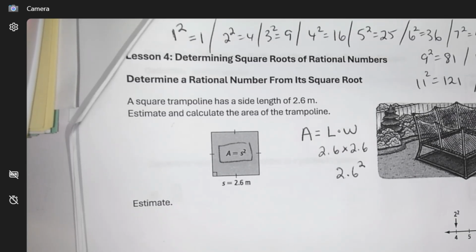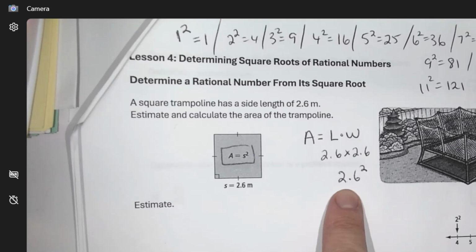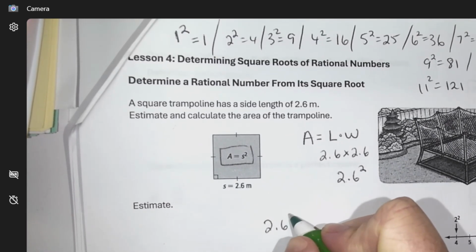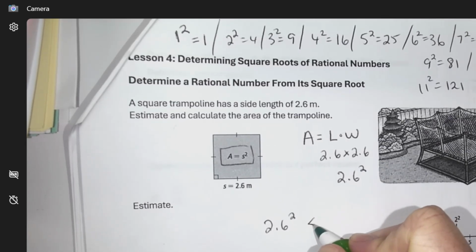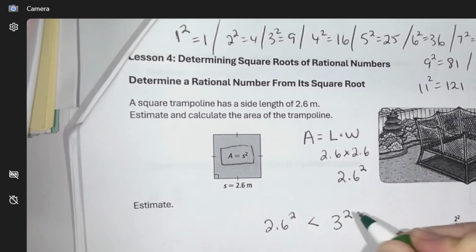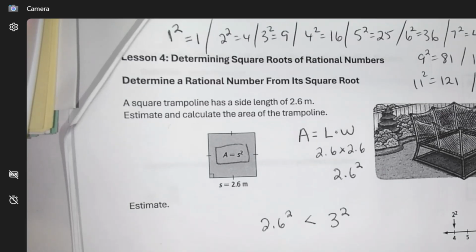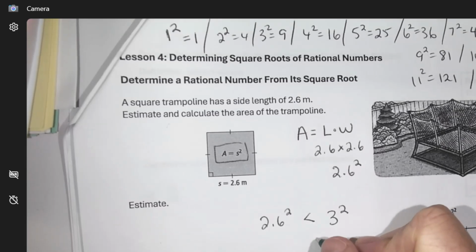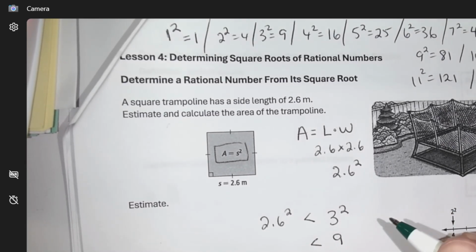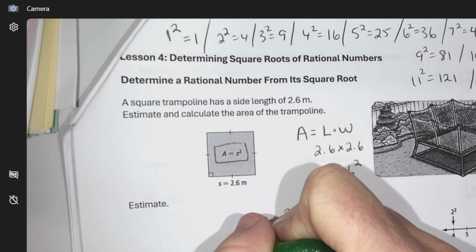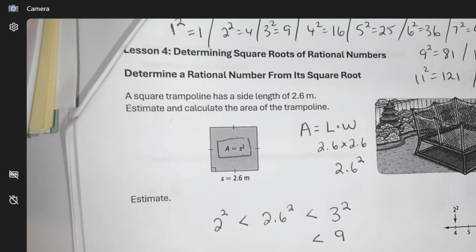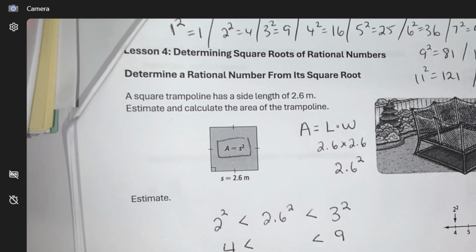Okay, so the first part of this says I want you to estimate this area, so we have to figure out what 2.6 squared is. Here's what I'm going to do. 2.6 squared should be less than 3 squared, right? Does that make sense? So I know my area is going to be less than 9. And it should be bigger than 2 squared, so bigger than 4.